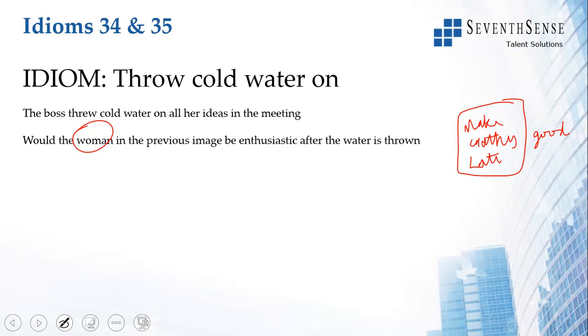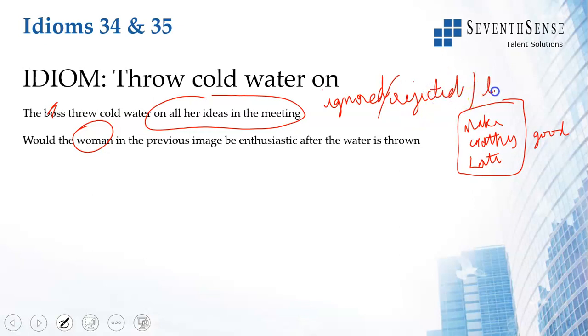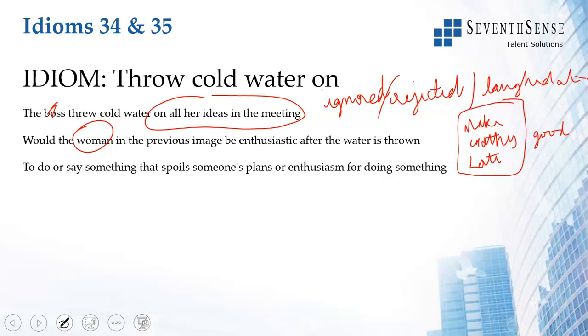The boss threw cold water on all our ideas in the meeting. So the boss threw cold water means that the boss ignored or rejected or laughed at the ideas in the meeting. So that is the usage. Remember the woman, remember this sentence about the boss throwing cold water, and you look at the meaning: to do or say something that spoils someone's plans or enthusiasm. So you are rejecting someone's plans. You are ignoring their enthusiasm or laughing at their enthusiasm. So you say something or react or respond that spoils their josh, so to speak.